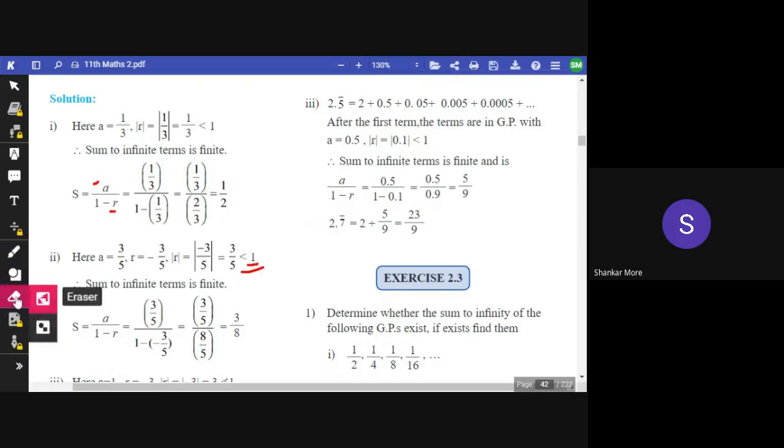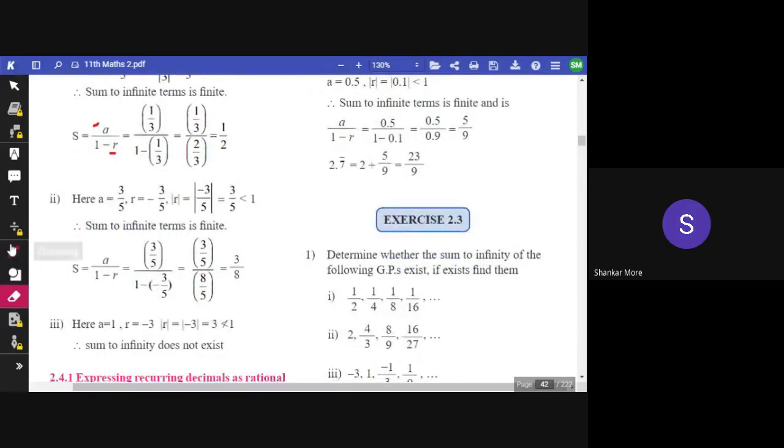So remember, if mod of R becomes less than 1, yes, I'm answering your question only. If the value of mod of R is less than 1, then the sum is going to be finite. Okay, so the sum of infinite terms is finite. The value of R is less than 1, so we apply the formula A divided by 1 minus R. Put all the values. Then we have to use another formula, or it may be infinite. Okay, we will see the case.